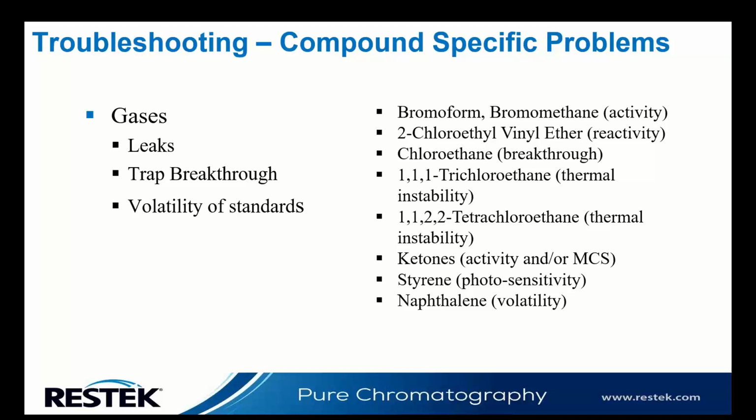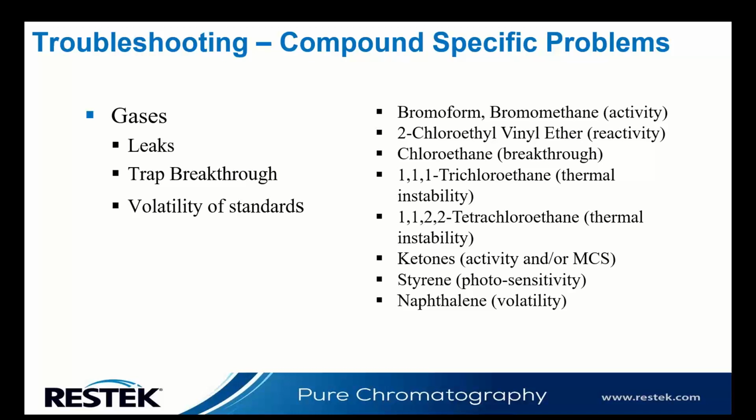And then our 1,1,1-TCA, that's transfer line breakdown, and also with 1,1,2,2-tetrachloroethane is thermal instability, and we can look at that response relative to chlorobenzene and monitor that. So you'll see a significant drop. If it's 50% of chlorobenzene, then we already know that there is an issue somewhere.